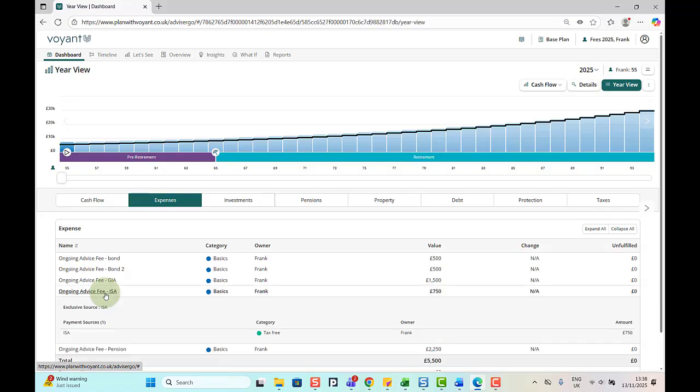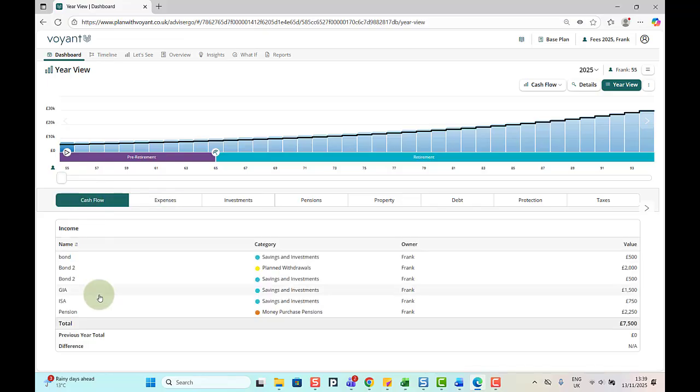If I click on that and expand it, you can see the expense payment source. It will only ever use the related investment to pay for the fee. And again, because we follow the money around in Voyant, if you click on Cashflow, you will see those funds showing in Cashflow. Now let's have a look at the general investment account.